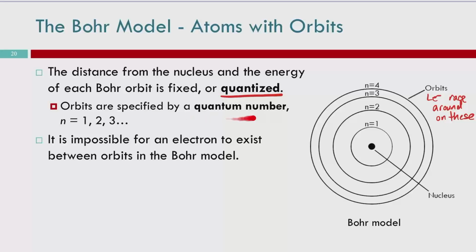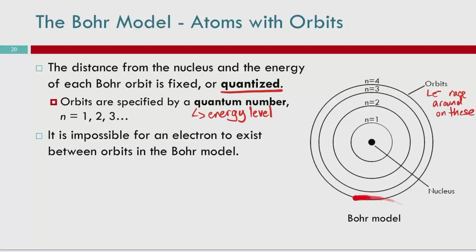The orbits are specified by a quantum number. Quantum here is related to quantized. A quantum is like the smallest measurable quantity, if I'm remembering correctly. Or we could also think of it as an energy level. So it's like our energy level number. So if we're talking about n equals 1, we're talking about the innermost track. N equals 2 is outside of that. N equals 3 is outside of that. N equals 4 is outside of that. And it keeps going. You don't have to stop at 4. You can just keep pumping that number up.